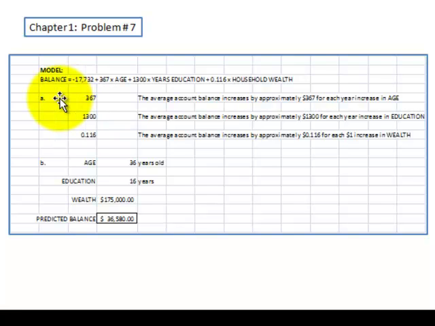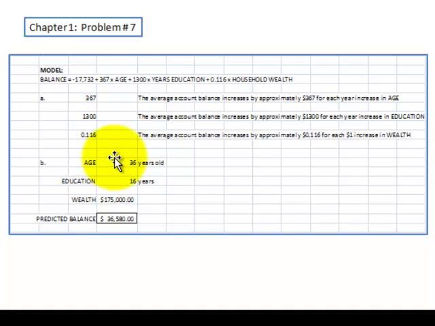So remember, the number in front of the variable is going to tell us, for example, the 367 times age. This tells us that the average account balance, because that's what we're predicting, increases by approximately 367 for each year increase in age. So as age goes up, balance goes up. For every 1 year increase in age, the balance goes up $367. So the variable is telling us the direction by the plus or minus sign, and it's telling us the amount of weight by what the number is, 367.